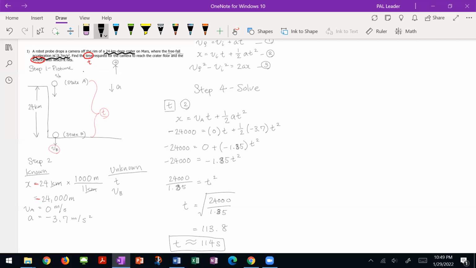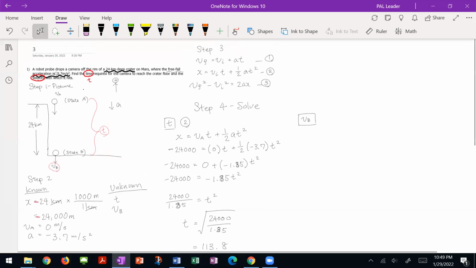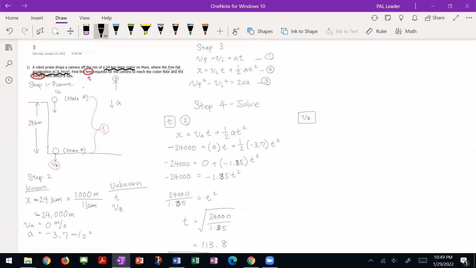We also have to find the velocity when it hits the ground, VB, our final velocity, right? So I'm going to look at our equations. I know that we are not going to be looking at one of them. It's going to be the second one that we're not going to look at. V final, that's not in here. So we can't find V final with this.